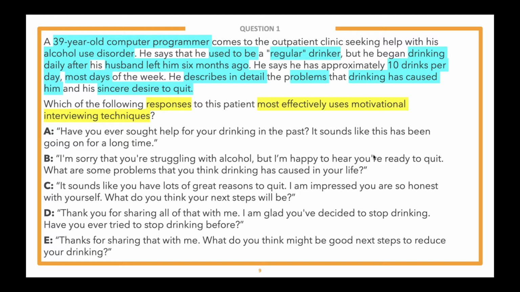Answer choice E. Thanks for sharing that with me. What do you think might be good next steps to reduce your drinking? D. Thank you for sharing all of that with me. I'm glad you decided to stop drinking. Have you ever tried to stop drinking before? Answer choice C. It sounds like you have lots of great reasons to quit. I'm impressed you are so honest with yourself. What do you think your next steps will be? Answer choice B. I'm sorry that you're struggling with alcohol, but I'm happy to hear you're ready to quit. What are some problems that you think drinking has caused in your life? Answer choice A. Have you ever sought help for your drinking in the past? It sounds like this has been going on for a long time.